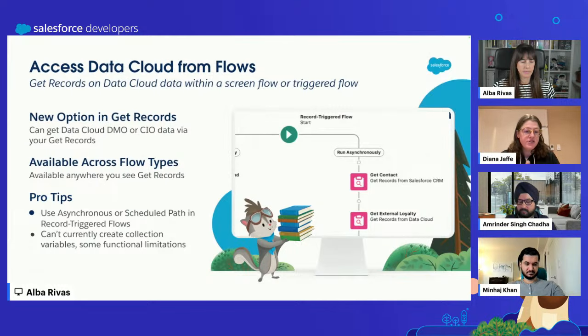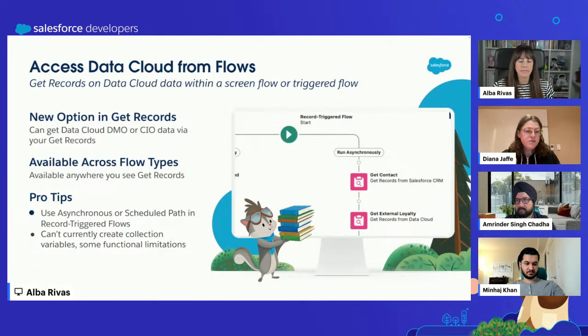If you are doing record triggered flows, you might be used to doing data operations in the run immediately path, because that's what we recommend for CRM data. Because Data Cloud is a separate system, you will need to use the run asynchronously or a scheduled path, again, because that's going to take longer. It's not going to happen in the same transaction.